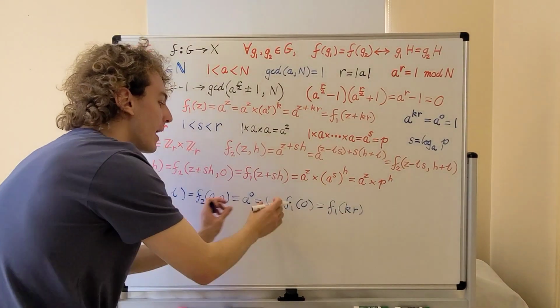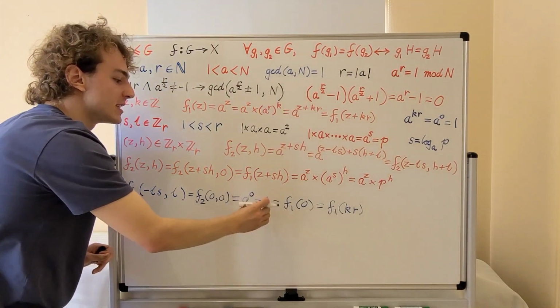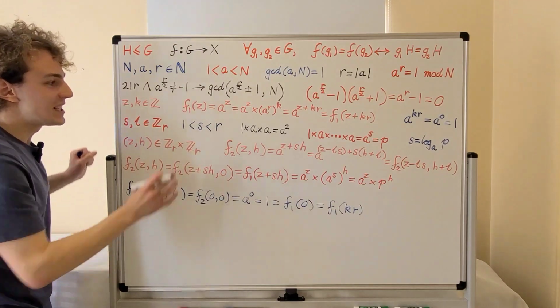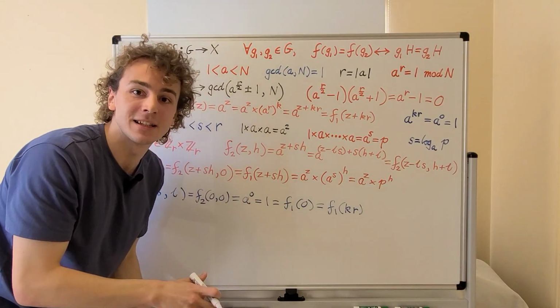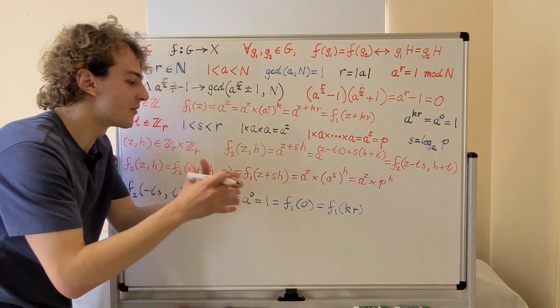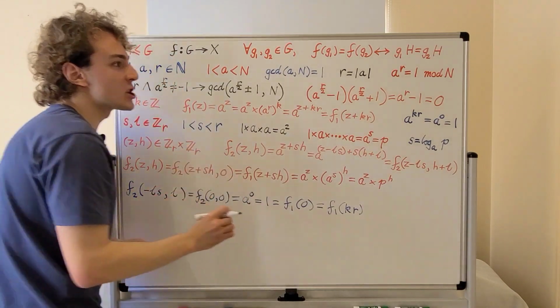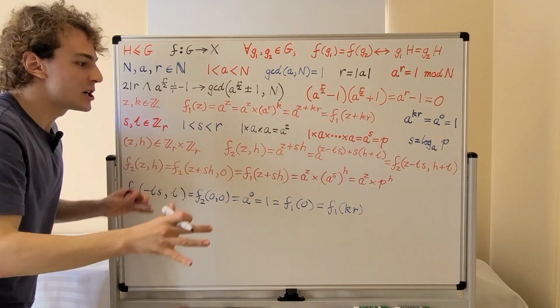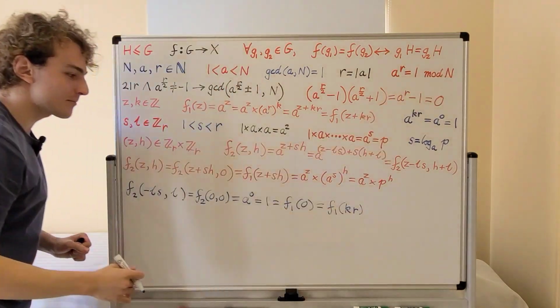And you can see that they get mapped to a to the power of 0, which is 1, the multiplicative identity. So both of these functions are mapping to the same set. They're mapping to the powers of a, with an important restriction that a to the power of r is equal to 1. And all of these operations are being done mod n.